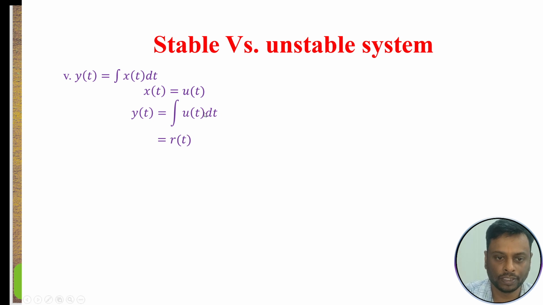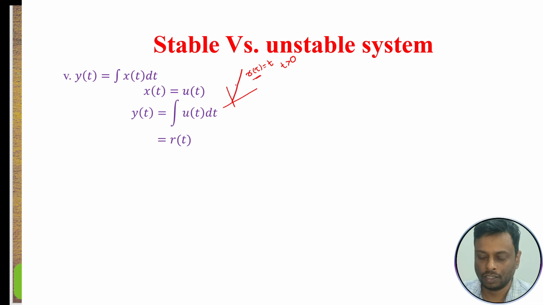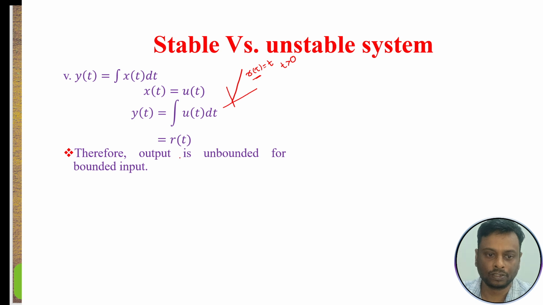r of t equal to t for t greater than 0. So that is why it goes to infinity. You can see r of t is not a bounded signal. Therefore the output is unbounded. So the output is unbounded for a bounded input. That is why the system is unstable. So this system is the unstable system.